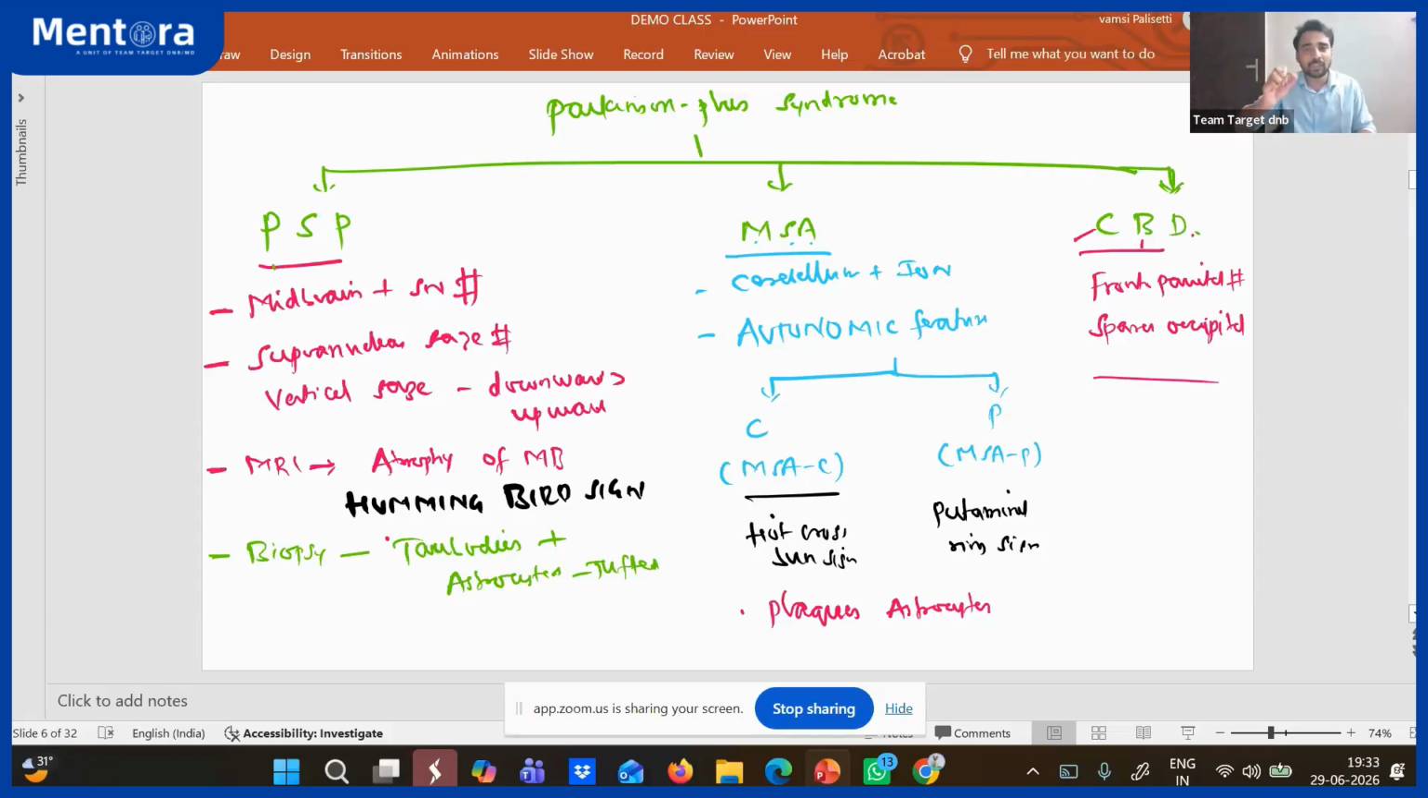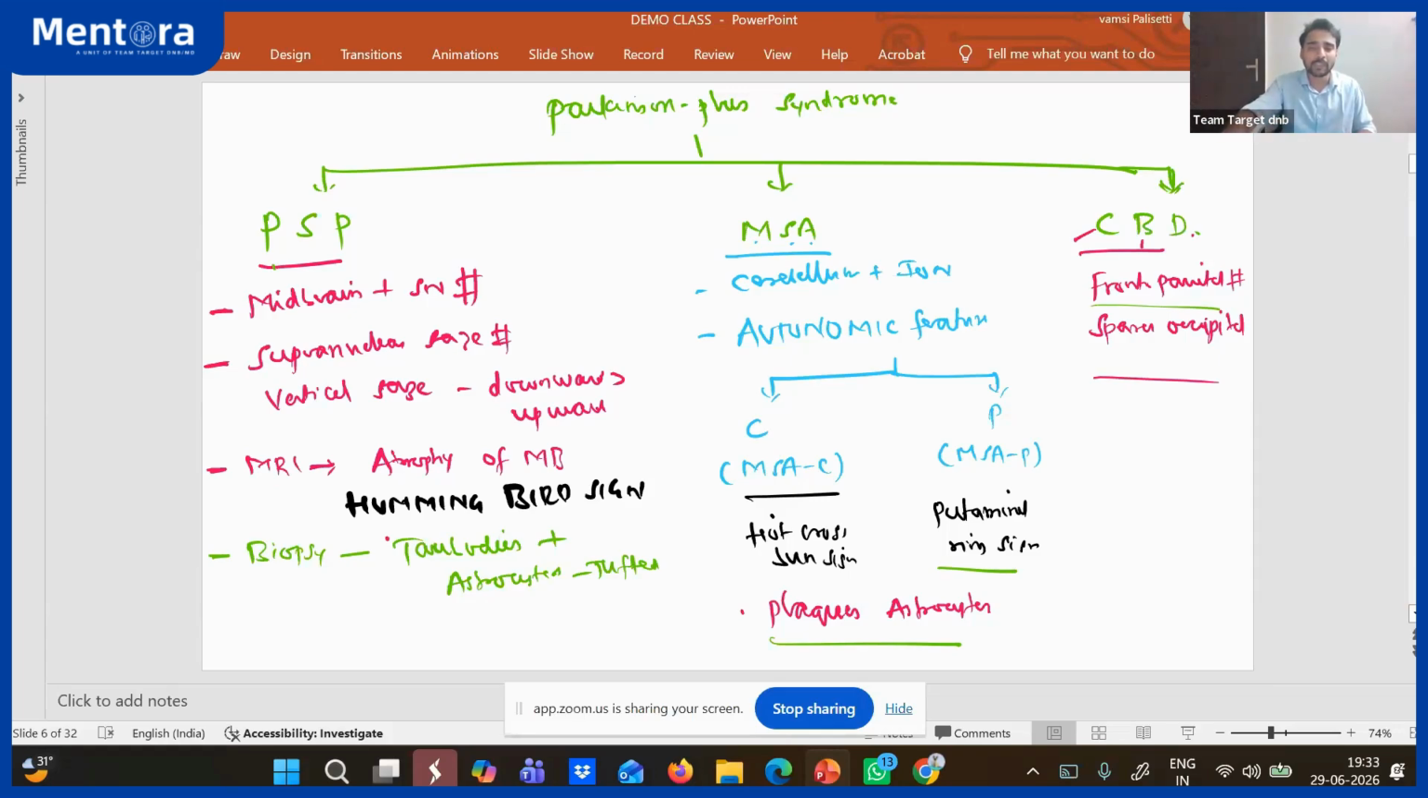In MSA-C, on MRI brain, you will see what is called hot cross bun sign. In the case of MSA-P, you will see what's called putaminal ring sign. When you do the biopsy, you will have plaques in astrocytes. And corticobasal degeneration, patient has degeneration both in the cortex and the basal ganglia. The only question they will ask is, in the cortex, the frontoparietal degeneration is more when compared to the occipital. There is always sparing of the occipital lobe.